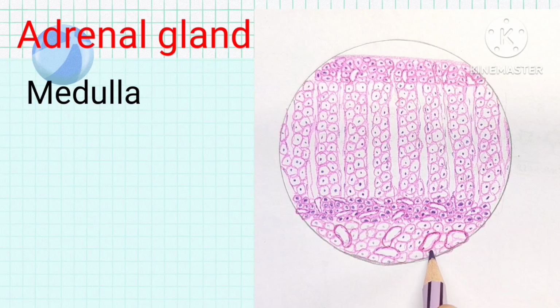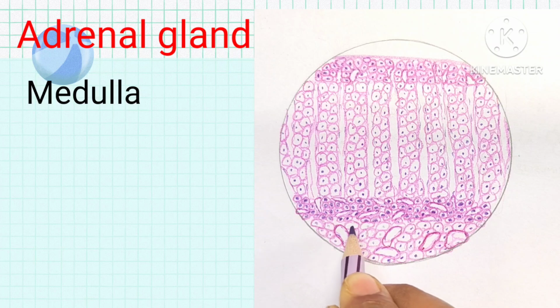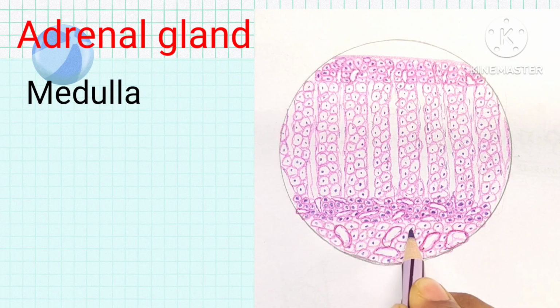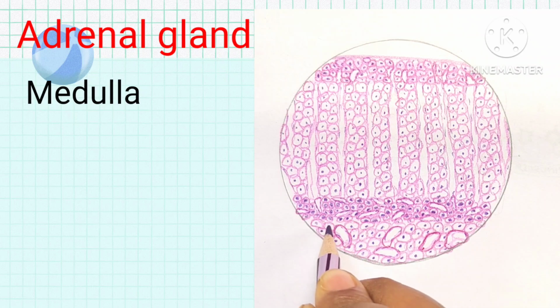We'll also have some ganglion cells, the nerve cells. Their axons extend peripherally towards the cortex and they modulate its secretory activity. So mainly we will have chromaffin cells and ganglion cells in the medulla.